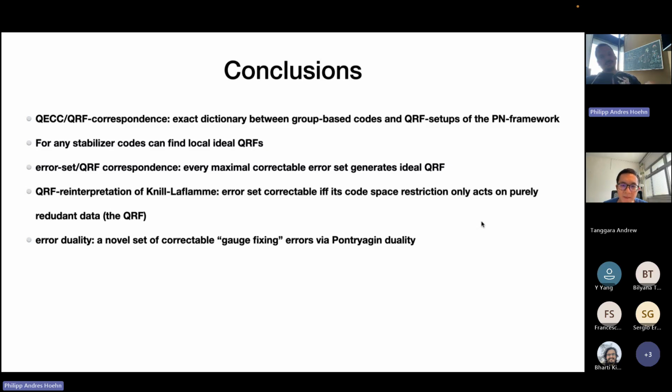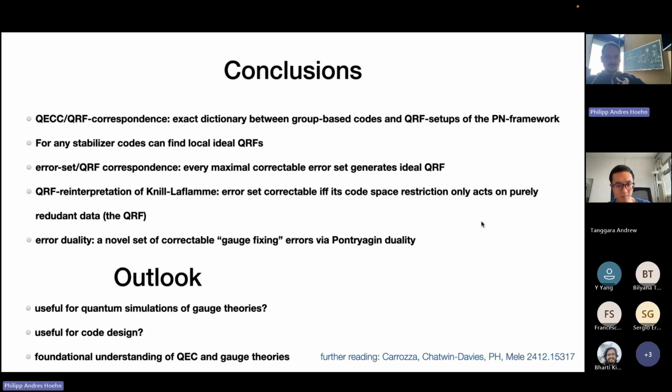And for any stabilizer codes, we can find local ideal quantum reference frames, as I mentioned. And then a nice result is this correctable error sets, quantum reference frame correspondence: for every maximal set of correctable errors, there is a unique quantum reference frame associated with it in stabilizer codes. And then we have this reinterpretation of the Knill-Laflamme condition that makes it crystal clear the connection between correctability and redundancy. And that's this error duality that I didn't really explain.